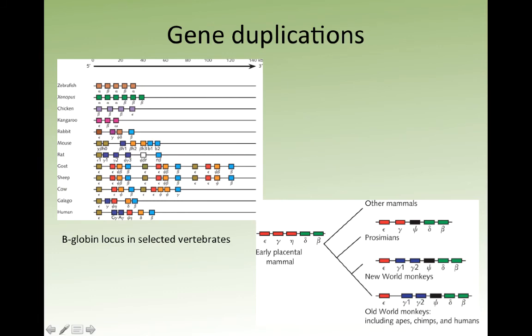Later, we see a divergence of the New World monkeys from prosimians and Old World monkeys, where the ancestor to New World and Old World monkeys has a duplication of this gamma globin.